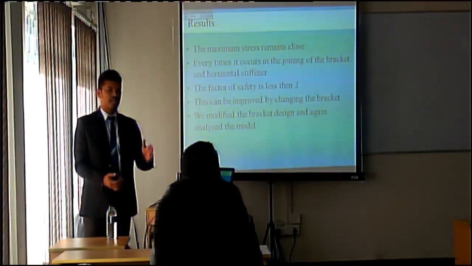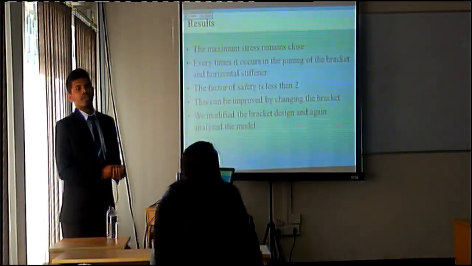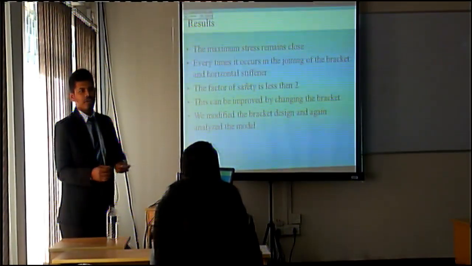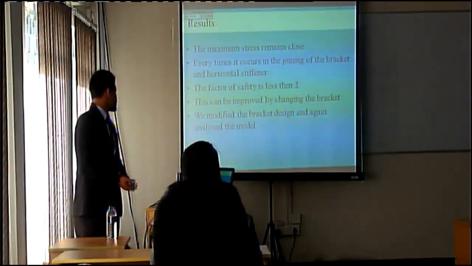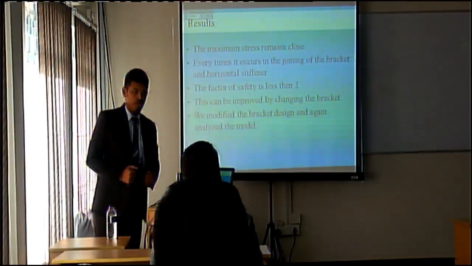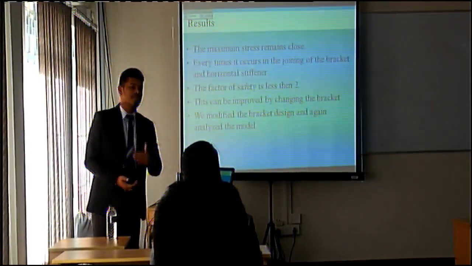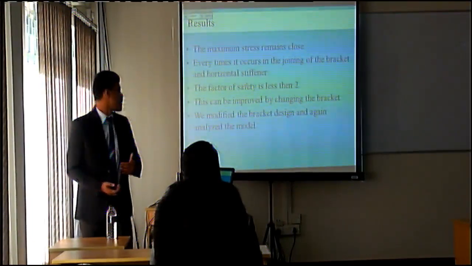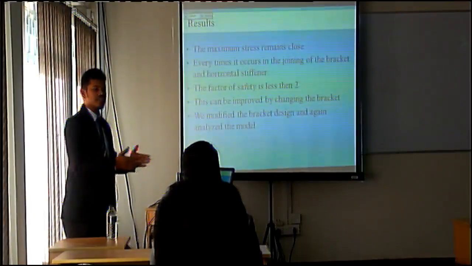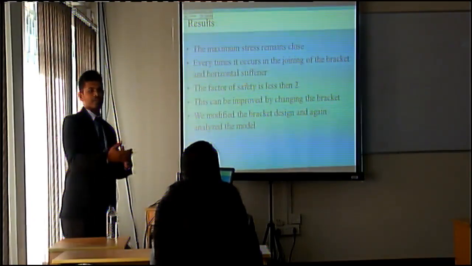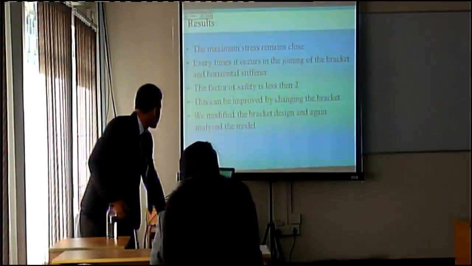The factor of safety was less than 2, and the maximum stress always occurred in the joining between the horizontal stiffener and bracket. That's why we are trying to improve these points. Here the factor of safety was less than 2, so our objective is to reduce this stress. Can we reduce this stress, or can we improve the factor of safety for a more reliable structure? I'm going to answer this question next.